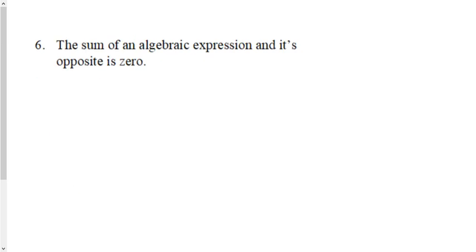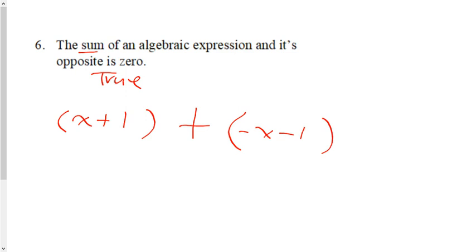Question 6, the sum of an algebraic expression and its opposite is 0. This is true as well, and we talked about that a lot. So if I take any algebraic expression, for example, the simplest one we know, which is x plus 1, sum being adding it to the opposite expression, the opposite of x plus 1 will be a negative x minus 1, because the opposite of this is negative x, the opposite of this is negative 1. Those are opposite expressions. This plus this will make 0. This plus this will make 0. And therefore, you will always have 0 when you add an expression to its opposite.